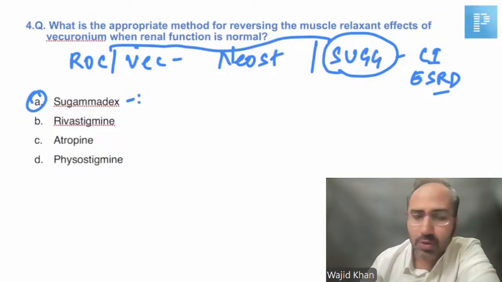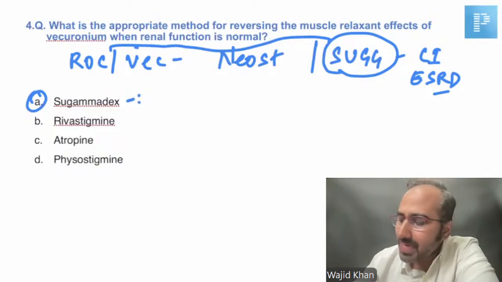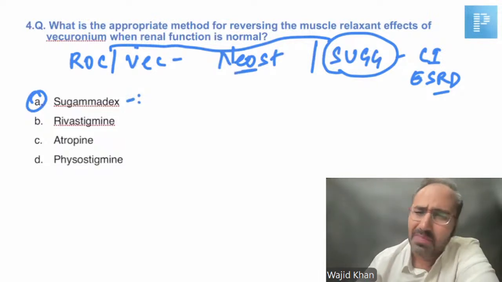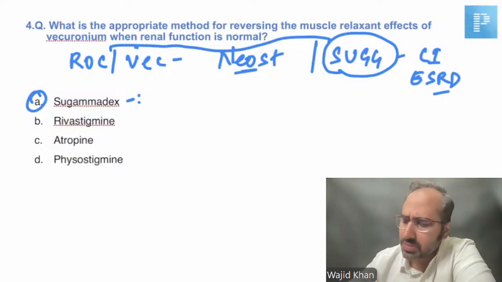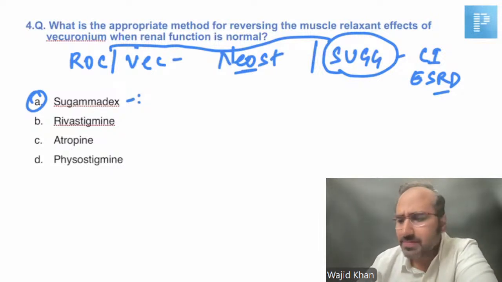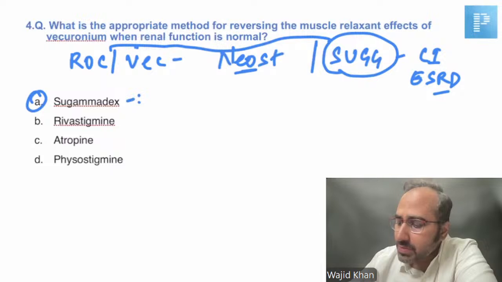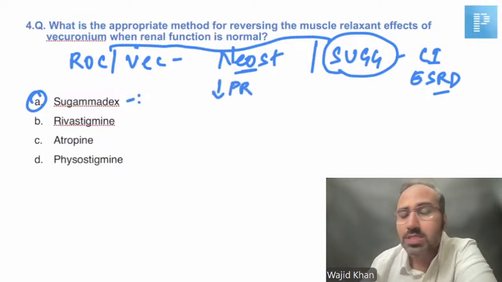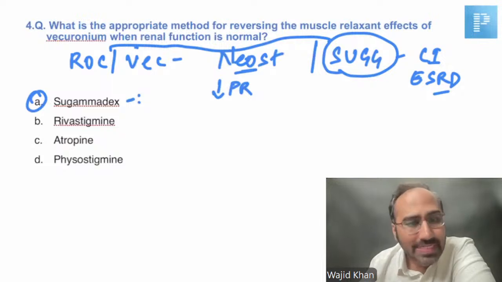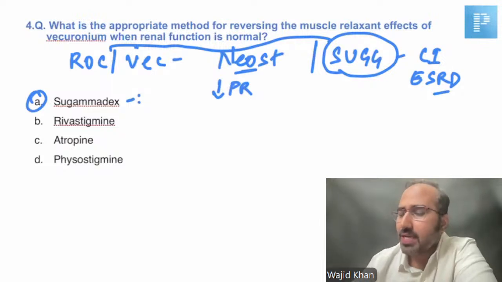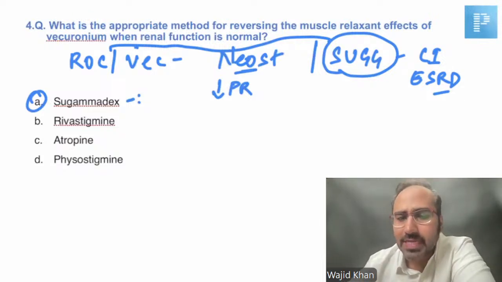Vecuronium can be reversed by neostigmine also, but there are a few side effects with neostigmine. I told you guys in the class also, whenever you give neostigmine as a reversal agent to reverse the effect of muscle relaxant, it will cause bradycardia to the patient. Why will it cause bradycardia? Due to the cholinergic side effect. In order to counteract that side effect, we give neostigmine with glycopyrrolate.